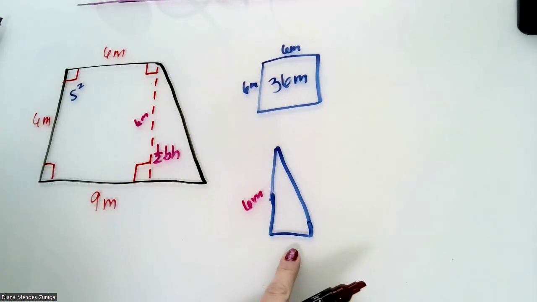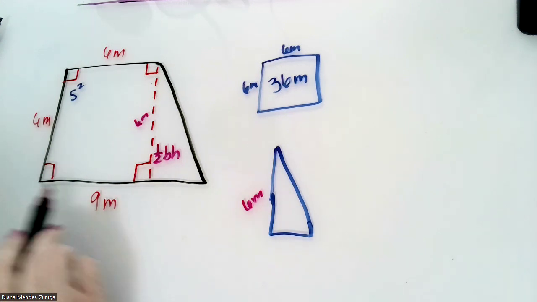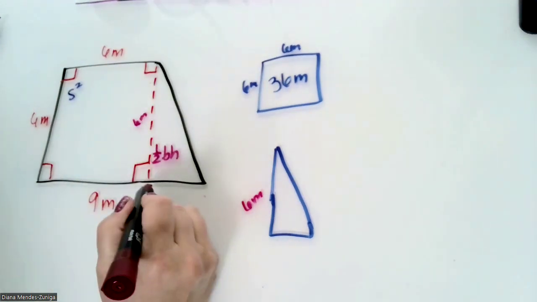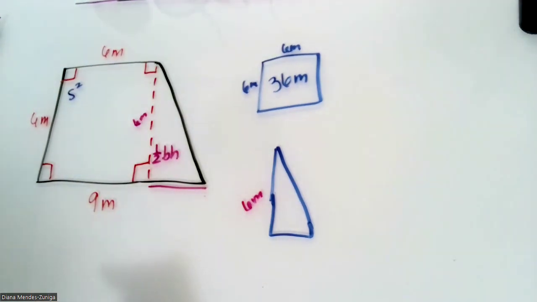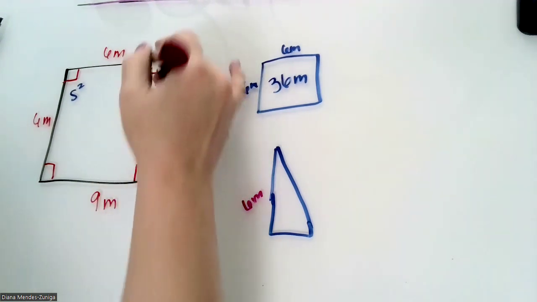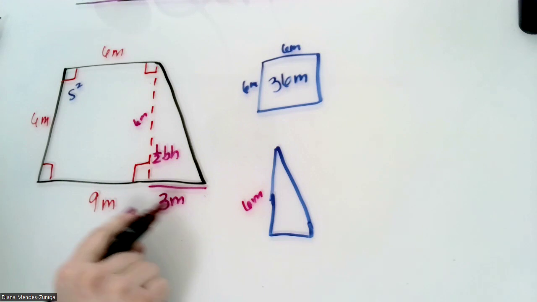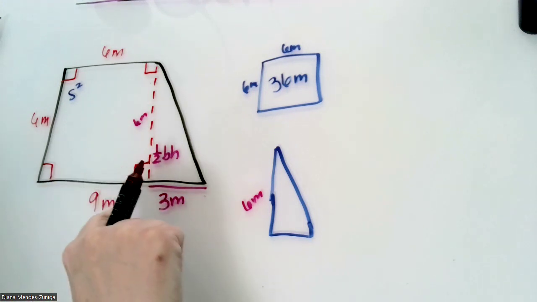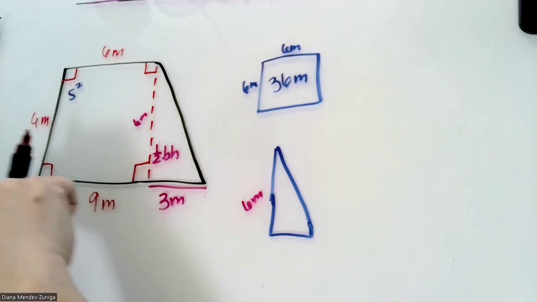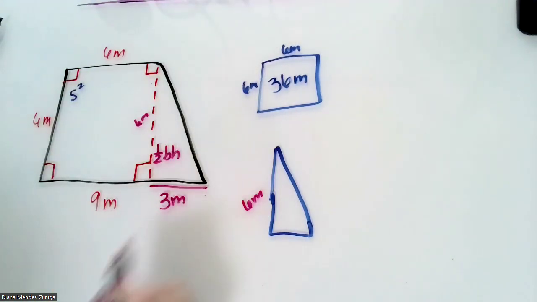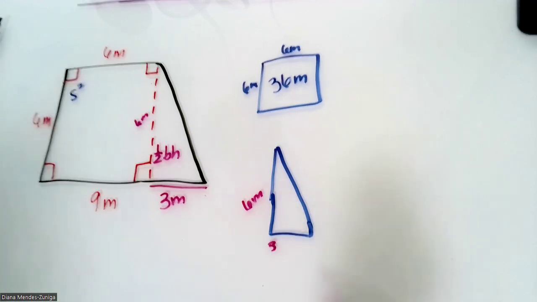I don't know what the base is, but I can figure what the base is because if from here to here is 9 and from here to here is 6, I'm missing this section here. So this section is basically going to be what I minused from here. So I can do my math and figure that this whole section of 9 minus the 6 that's already up here leaves me with this little section of 3. So that's how we get the 3 here.